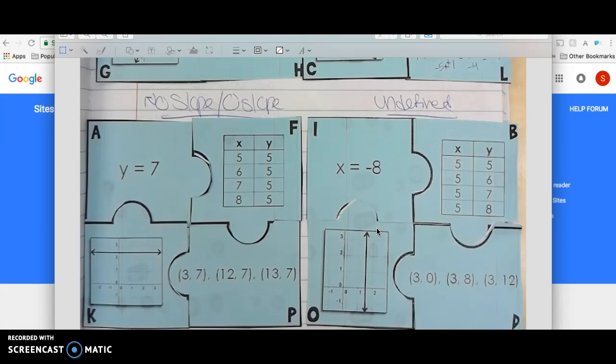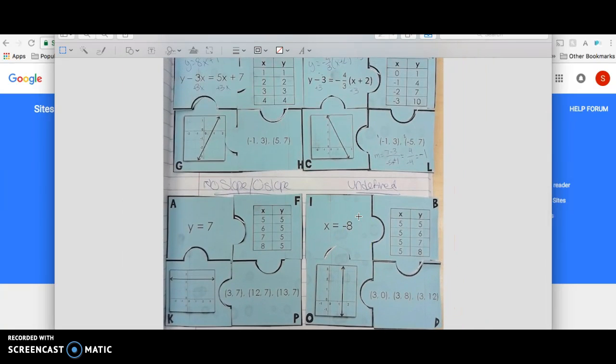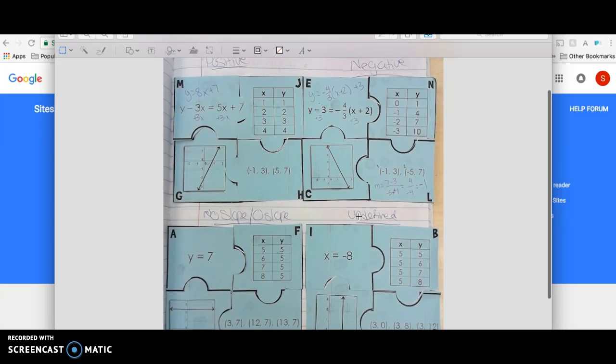Self-regulation, I did not do anything with this. My students were fine with it. No one got too upset. No one freaked out that it was too difficult. So behaviorally, they were just fine. I did not do anything there.